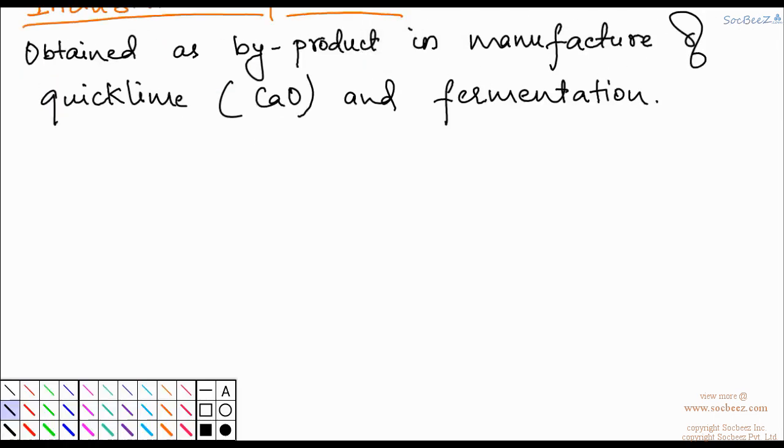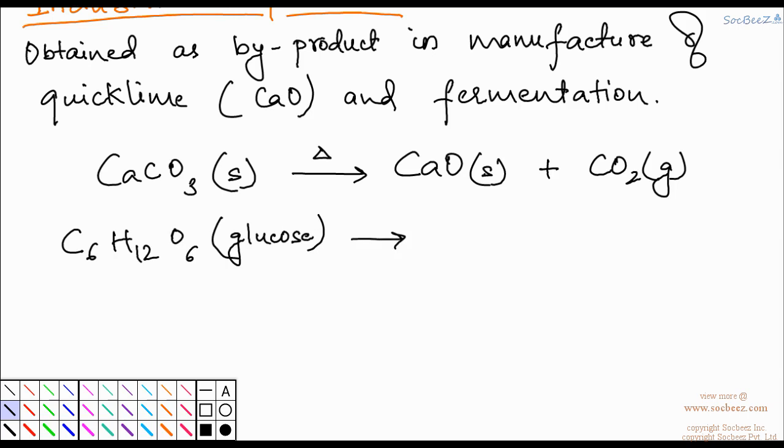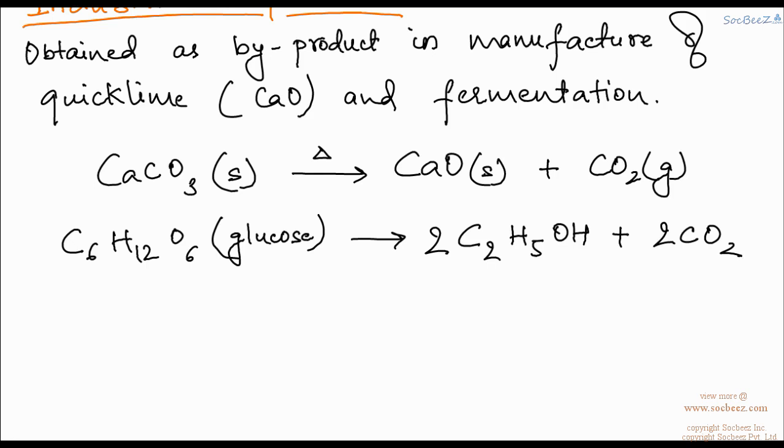The reaction goes as follows: CaCO3 solid on heating gives calcium oxide solid, which is quicklime, plus CO2 gas. And fermentation: if you ferment glucose, that is C6H12O6, on fermentation it gives ethyl alcohol plus CO2. So this is how carbon dioxide is obtained as a byproduct industrially.